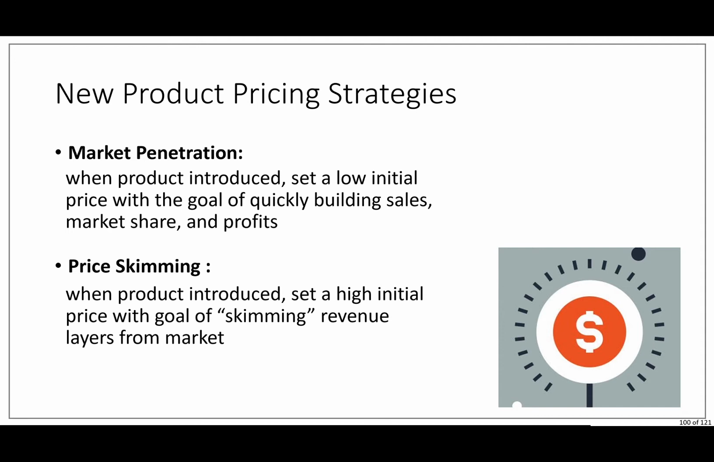Then let's talk about the new product pricing strategy. When the firm launches a new product, there has not been this type of product before. So how do they know how to charge for their product? There are two different strategies they can use. The first one is called market penetration. The basic idea of market penetration is that when the product is introduced, the firm will set a low initial price with the goal to quickly build the sales, market share, and the profit of their firm. Another strategy is called price skimming.